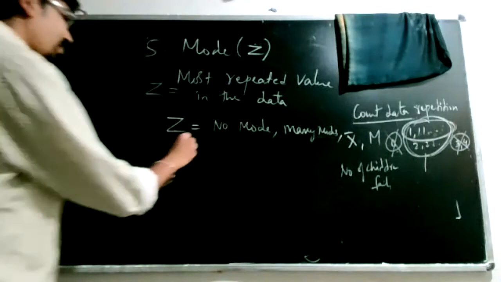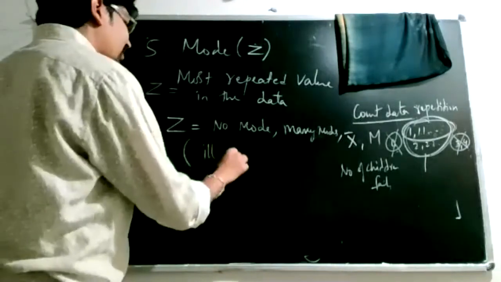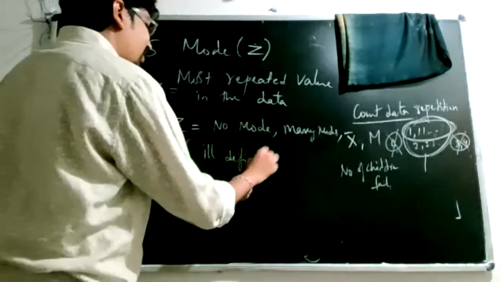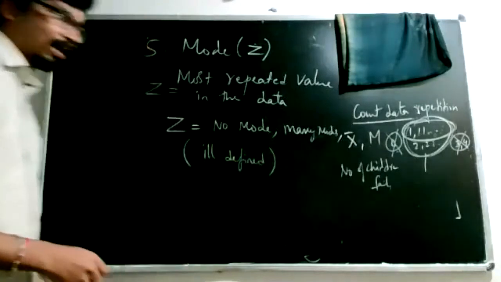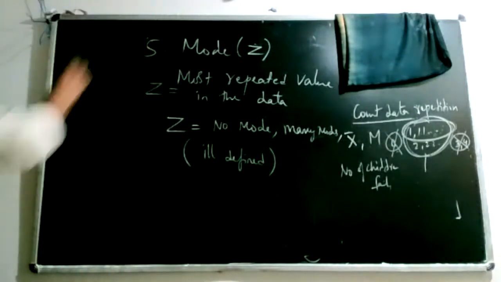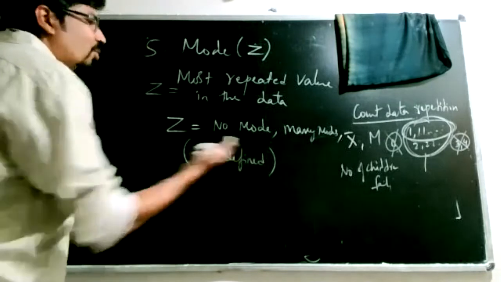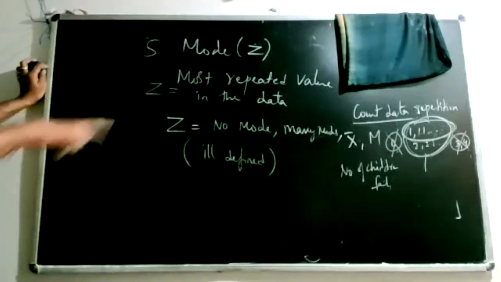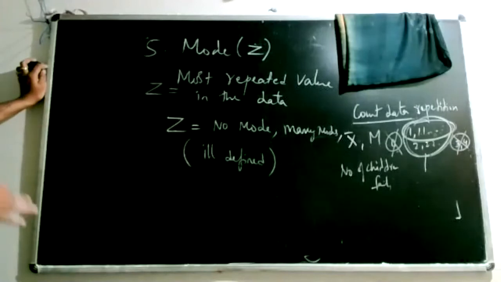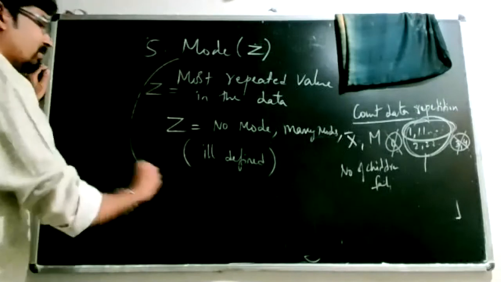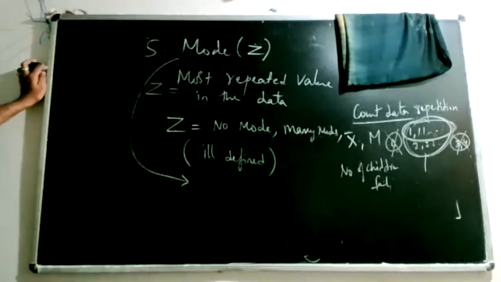So the major demerit of this mode is that it is not properly defined. That is, there is no logical formula to compute that, but it's just by keen observation. And if my data is such that there are no repetitions in the data, then we say no mode exists. So this is one of the rarely used measures, but it has its own application.